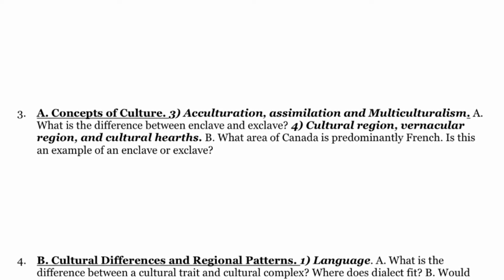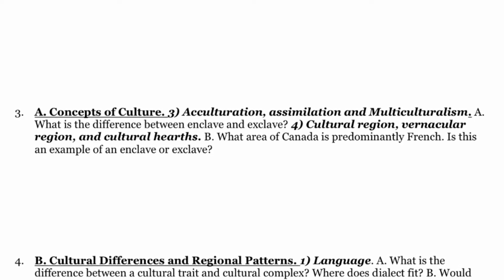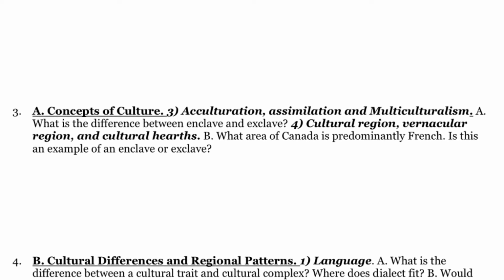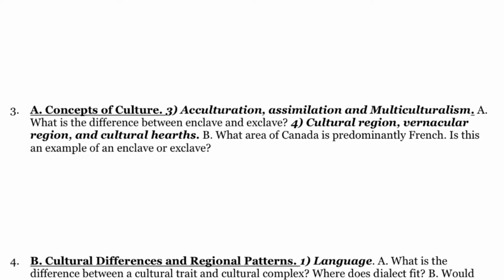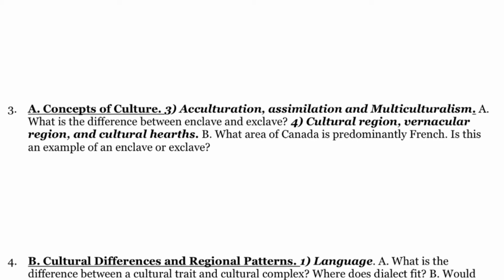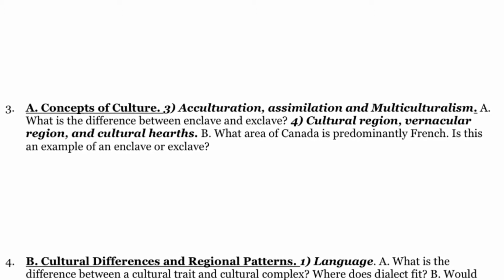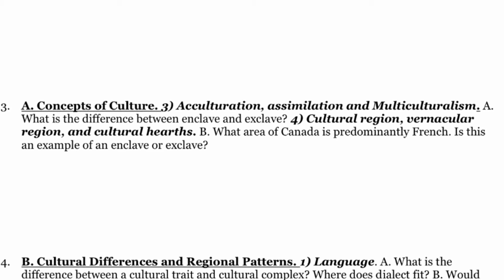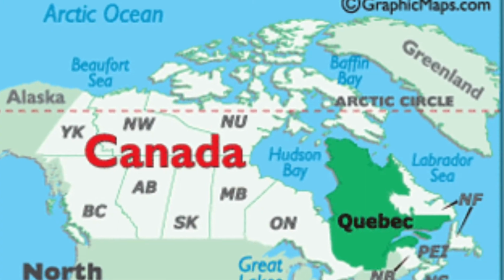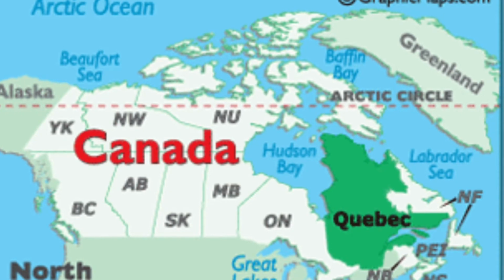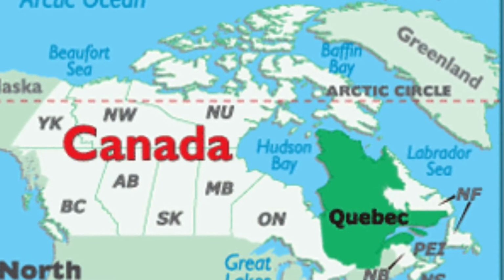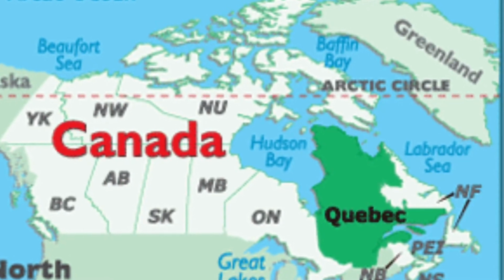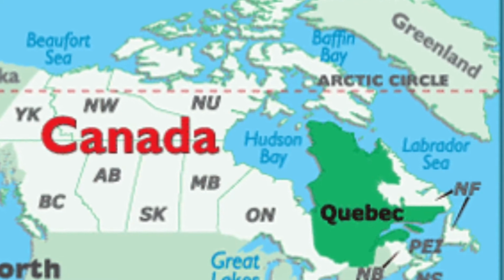Number 4, cultural region, vernacular region, and cultural hearth. The question is, what area of Canada is predominantly French? Is this an example of an enclave or an exclave? Your answer is Quebec. The province of Quebec is the area of Canada that's predominantly French. Now, this is a good question, whether it's an enclave or exclave.